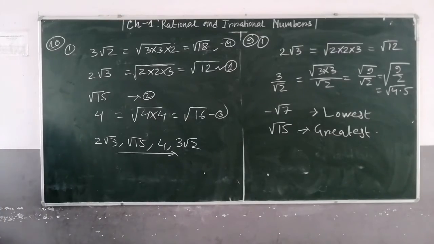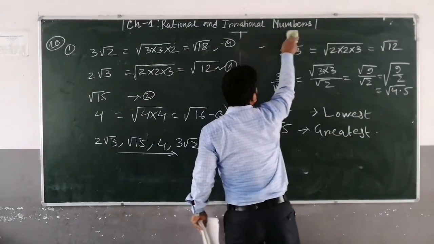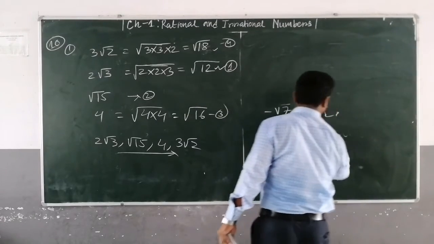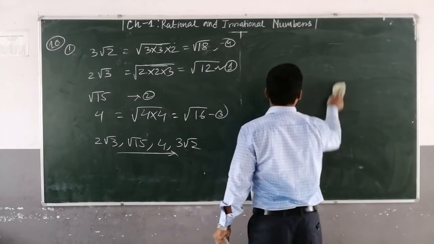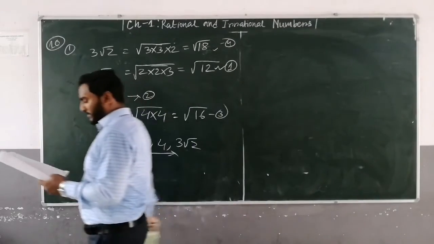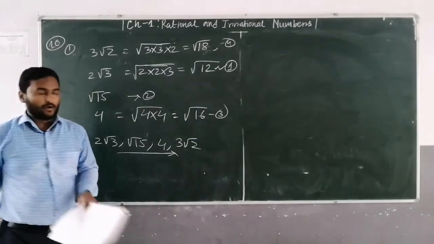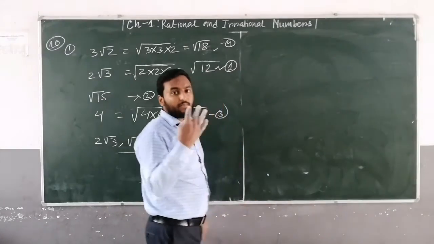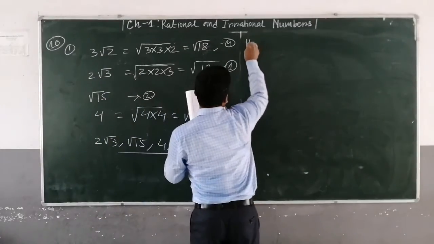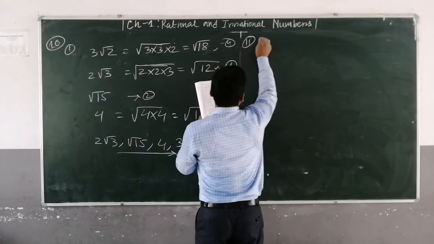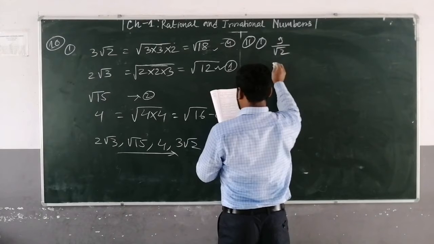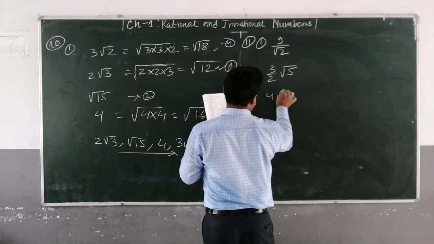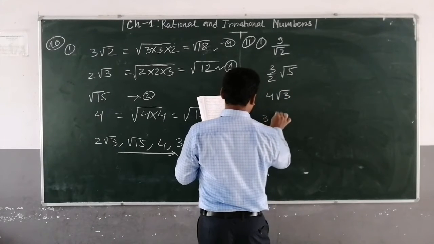Now question number 11. Write the following numbers in descending order. In the previous question it was ascending order, now we have to arrange in descending order. It means from the greatest number to the lowest number. Okay, 11, first part: 9√2, 3/2 √5, 4√3 and 3√6/5.